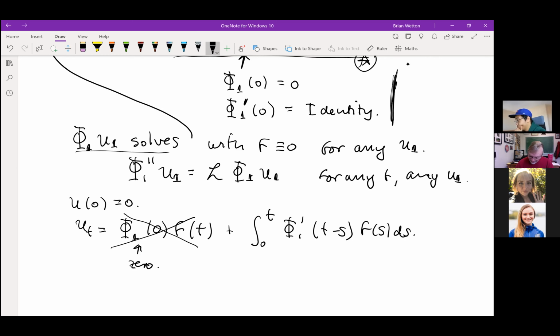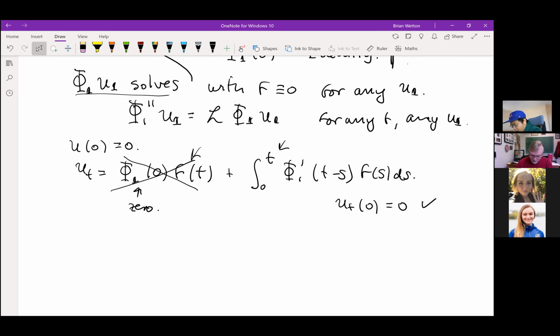Okay, and now I can look at u_t at time 0, and I see that that's 0, because this term is gone, and this is an integral from 0 to 0. So that's another property I wanted in the initial conditions, so I got that. Okay, well, now I'm going to take the time derivative again. It's the same structure, right? I've got a t here and a t here, so I'll have 2 terms that come.